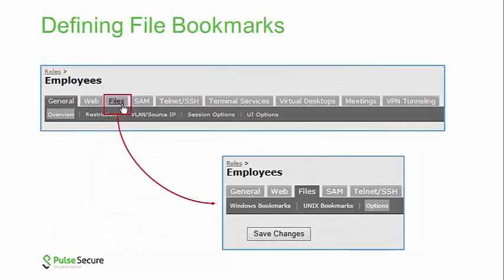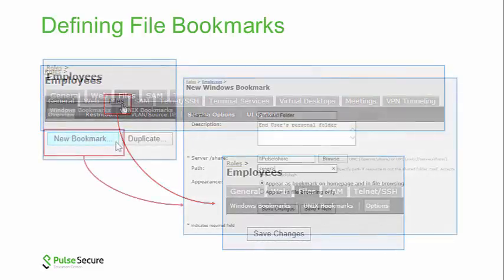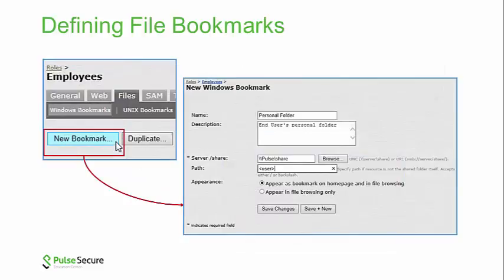The next step is to define file bookmarks. From the main role window, select the Files tab. The submenu changes accordingly, allowing you to then select Windows bookmarks or Unix bookmarks. Perform the following steps to create a Windows bookmark. Click New Bookmark. Enter the server and share information. If the server is running and reachable, you can browse for the server. Enter the path information. You can use variables to provide access to personal or departmental folders based on user attributes.